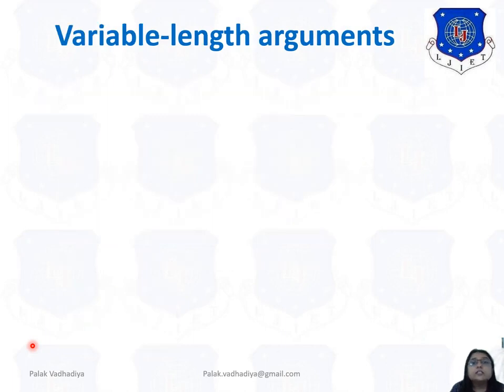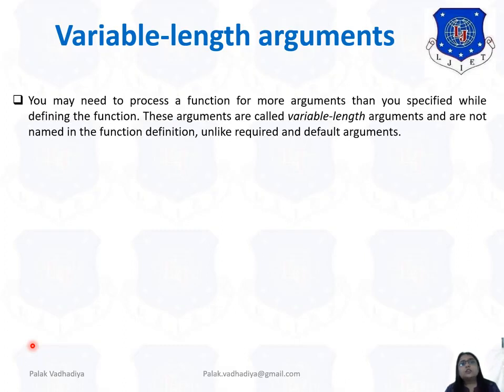Now the third one is variable length arguments. You may need to process a function with more arguments than you specified while defining the function. Suppose at the time of defining you pass just 2 values, but in future you want to pass 4 or 5, greater than 2. Then you have to use this. These arguments are called variable length arguments and are not named in the function definition, unlike the required and default arguments.